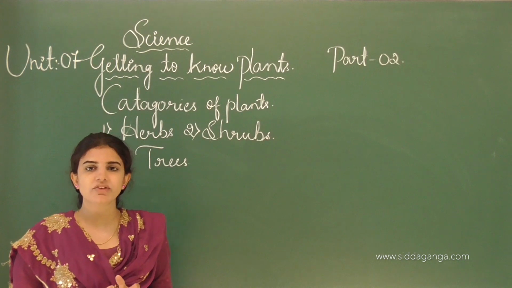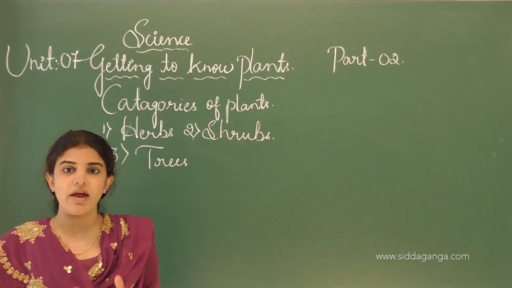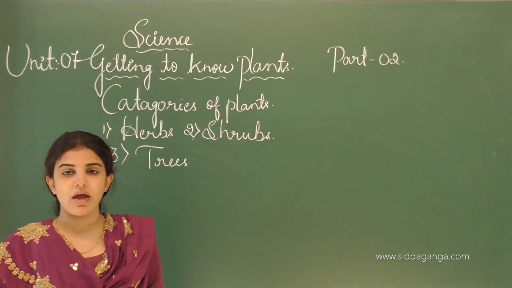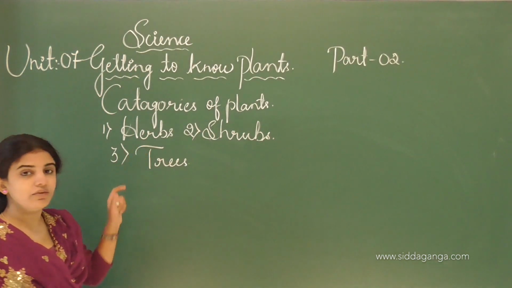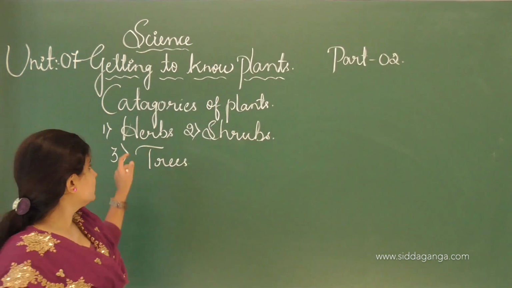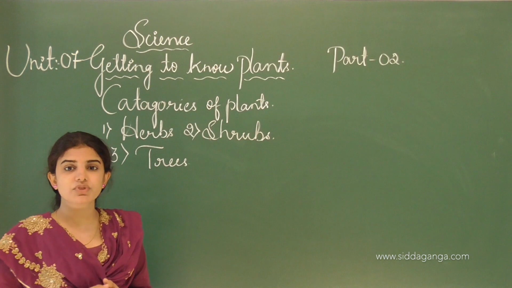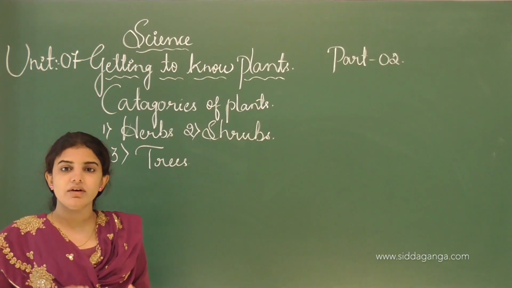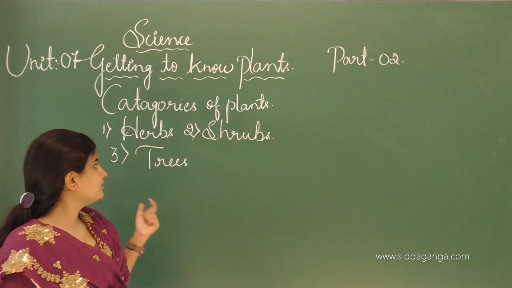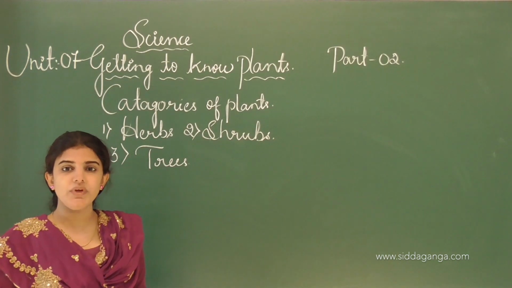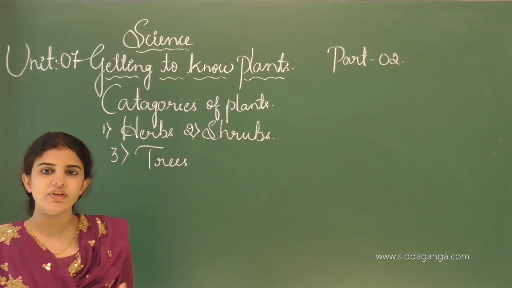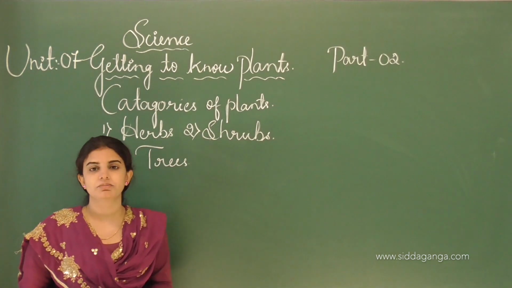Herbs are those plants which have a tender and very thin stem, and these herbs don't have any branches, and this is the characteristic feature of the herb. Examples for the herb are rice plant and wheat plant. These are a few examples of a herb. Next one is the shrubs.